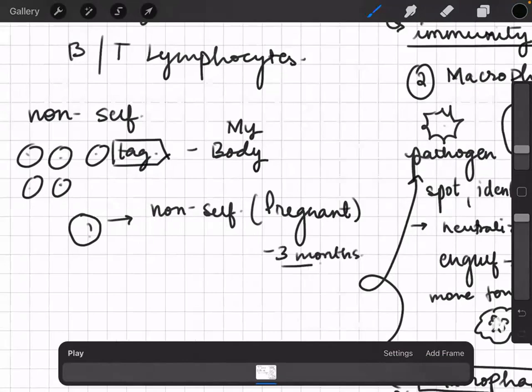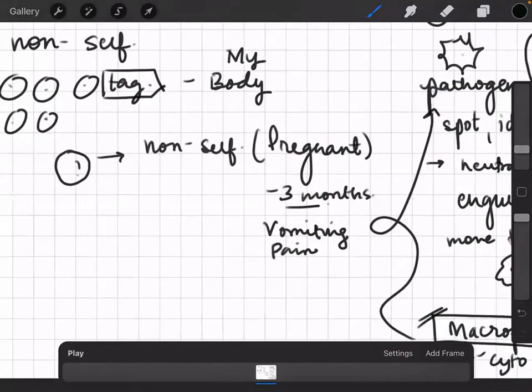And that is the reason why you may have noticed that pregnant women have different sorts of symptoms where they have an excess amount of vomiting, or they have a lot of pain in their stomach, or sometimes, if you watch those Hindi serials, you will see they show that the women faint a lot. Okay, all of these symptoms are because the body doesn't identify that particular cellular structure as self.